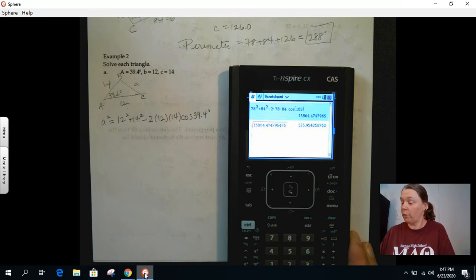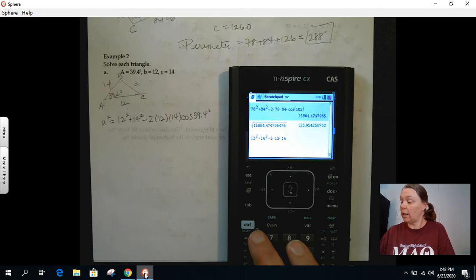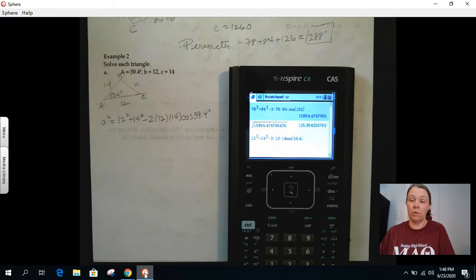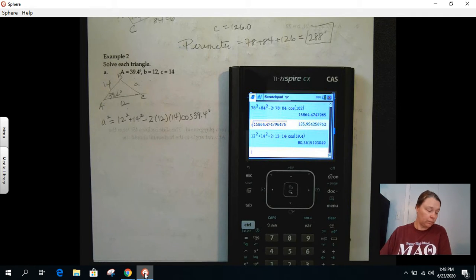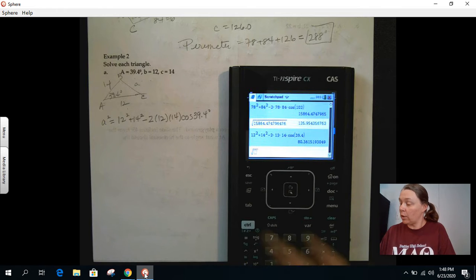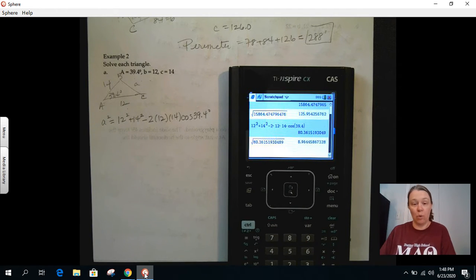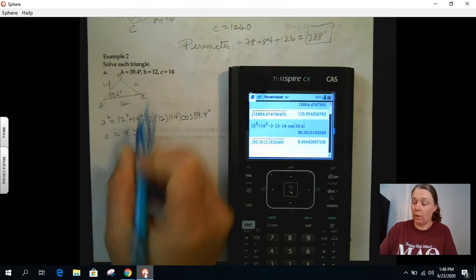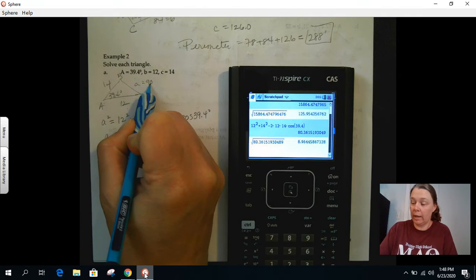If you want to be fancy, you could put the square root in, because after you do the 12 squared plus the 14 squared minus 2 times 12 times 14 times the cosine of 39.4, you know you're going to have to take the square root. So you could just do that if you wanted to. All right, so then I'm going to take the square root and I get 8.96. We usually round to the nearest tenth, so that would be 9.0. So that's my side A is 9.0.